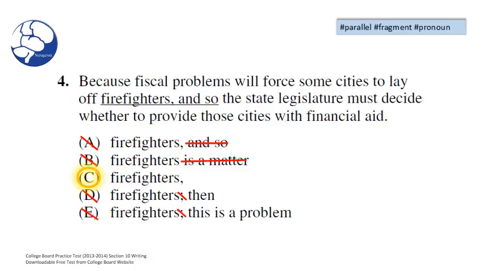How'd you do? Do you know why we eliminated some of these words and punctuation marks? Do you know the grammar that's involved? Don't worry if you don't. Let's move on to the grammar.